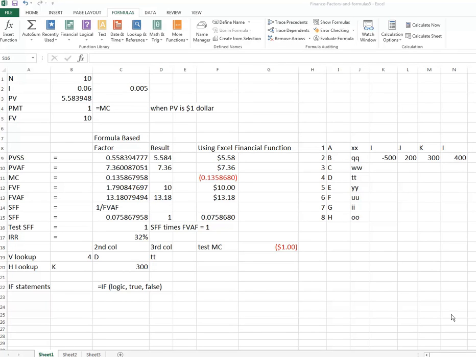Hello. My name is Norm Miller, and I want to review some essential present value calculations using Excel. And I'm going to do that using formulas as well as the function keys.